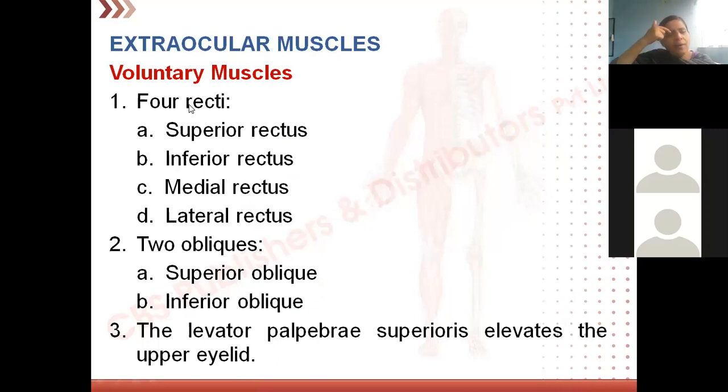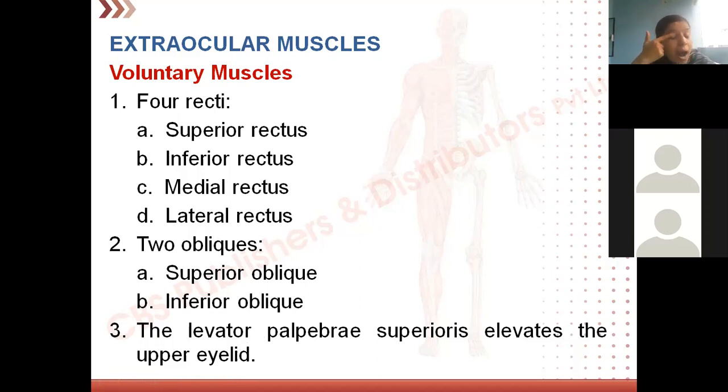We have four recti. Superiorly, the muscle is superior rectus. Below this, we have inferior rectus. Near the midline, we have medial rectus, and laterally, we have lateral rectus. Very simple names. We have four recti: superior rectus, inferior rectus, medial rectus, lateral rectus. Then we have superior oblique and inferior oblique. Apart from that, we have one more muscle in the eyelid, which is actually elevating the eyelid. You call it levator palpebrae superioris. Levator means it is elevating, palpebrae means eyelids.